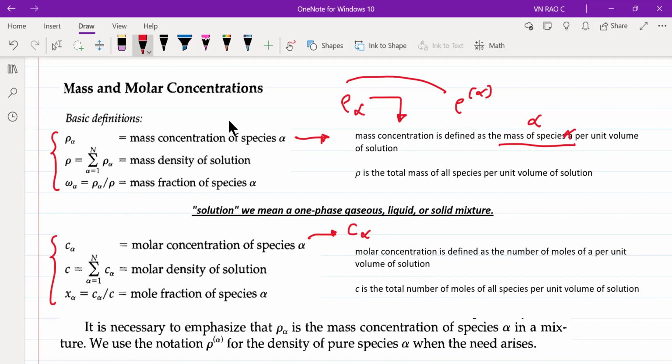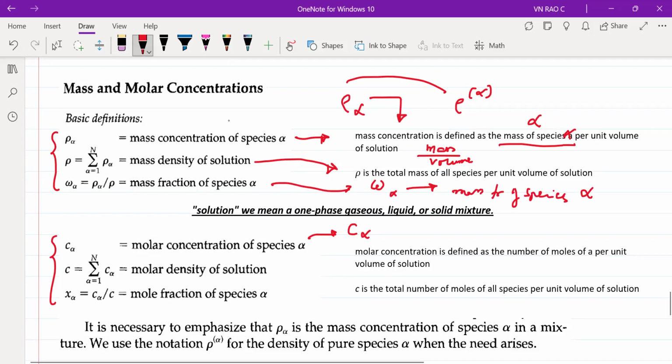So here we have mass by volume. Now rho here, you see this is a rho. Rho is the mass density of solution, that is, the total mass of all species per unit volume of solution. Now w here is the mass fraction. Let us write it in a curly manner. So this is w alpha, the mass fraction of species alpha.